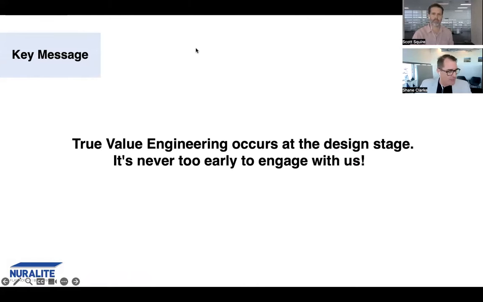Quickly, just to recap, we hopefully gave you some experience we had on the history of construction and what we used to do and what we do now. We showed you how we can go about it. We've got several options when it comes to cost-conscious roof designs and considerations. And then lastly, we touched on how early is too early. Well, it's never too early to engage with us. And hopefully we held on to that key message that true value engineering occurs at the design stage.